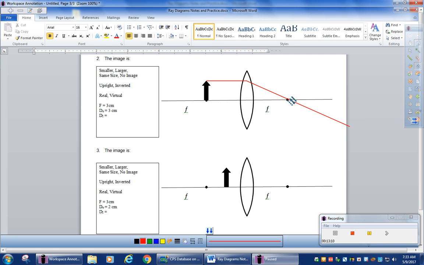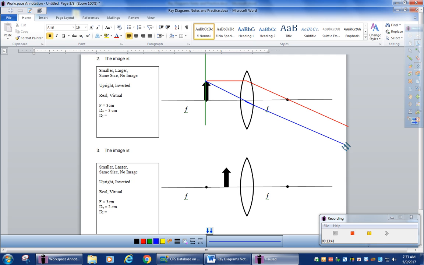My next one is going to start at the tip of the arrow, and it needs to go through the near focus. Well, in this case, my arrow is on my focus, so if I started at the tip of my arrow and I went through the near focus, I'd end up with a totally vertical line. Well, let's try doing the third one to see if that helps us. So I'm going to start at the tip of my arrow, and I'm going to go through the very center of that lens. Well, I still don't have any crossing.